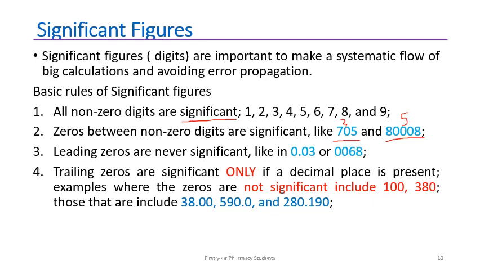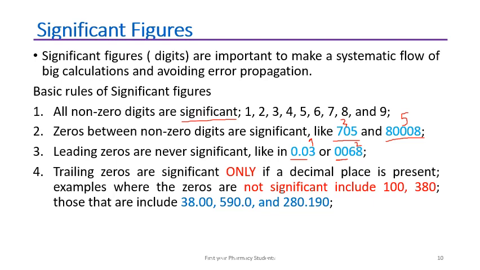Number 3, leading zeros are never significant, like 0.03. There are 2 leading zeros in this number, and these zeros are not significant. So we have only one significant figure in this number, which is 3. And in this number also, we have 0068. These 2 zeros are not significant figures, so we have only 2 significant figures, which is 68.